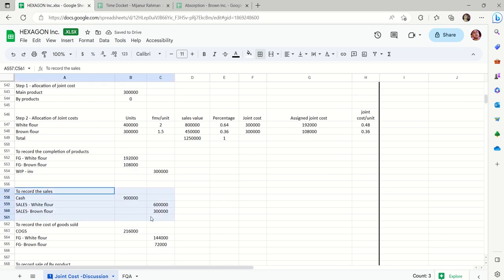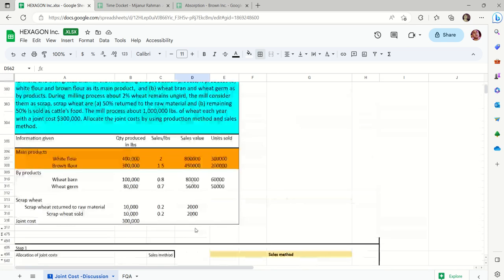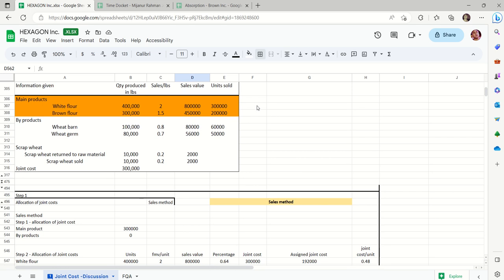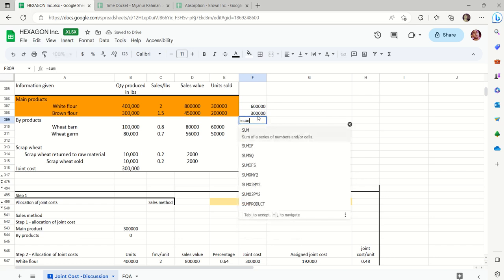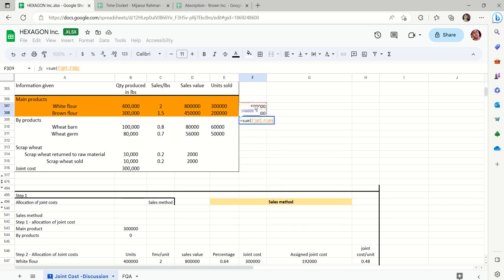Then we move to record the sales. And how do you do that? Simple. We just take how much you sold. Let's find out. Same thing right there. We sold 300,000 multiplied by this 2. That's 600,000 right there. And then we have these 200,000 units sold multiplied by the current market price 150. That gives you 300,000. 600,000 plus 300,000 would give us 900,000 right there.